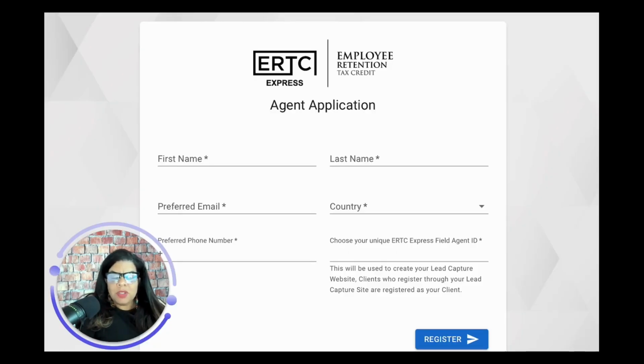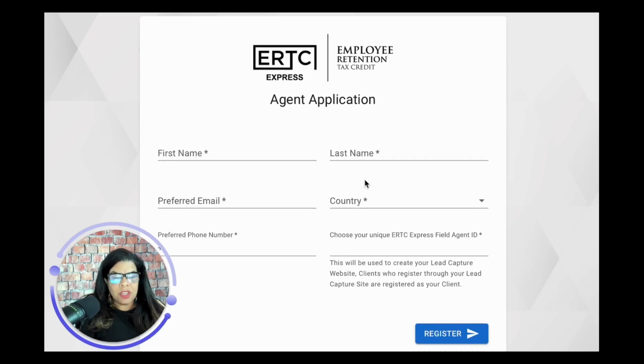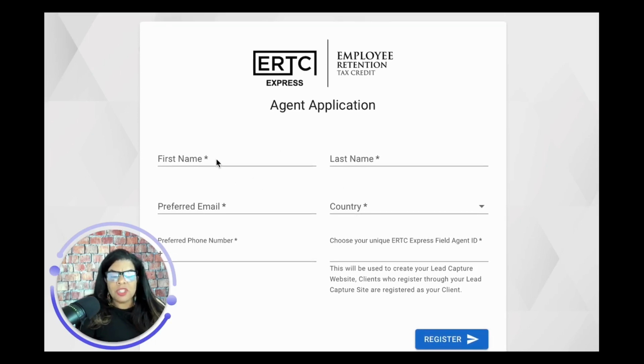Go to the website. Okay. So I'm on the website. So here's how you fill it in. You're just going to put in your first name, your last name, your preferred email, your country, your preferred phone number and your ERTC Express field agent ID. This is confusing. I just say put in your first name. So you can change that if you want to. But this goes up on the website that they create for you. So I put my first name, but you could put Orlando ERTC if you wanted, or just put your first name for now and you can change it later. And then you're going to click register.